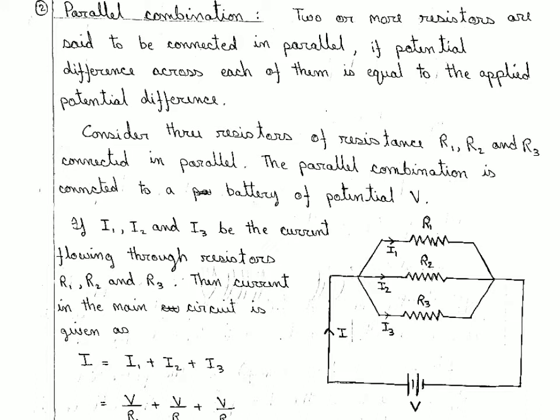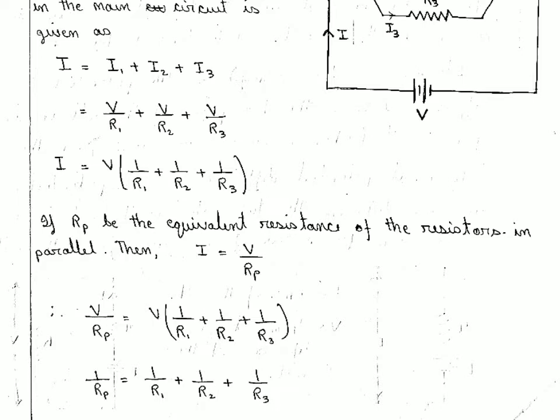So in this combination, we shall make use of Kirchhoff's current law, which says that the sum of current entering is equal to the sum of current leaving. So here we have I equal to I1 plus I2 plus I3. And again, using Ohm's law, we have I1 equal to V by R1, I2 equal to V by R2, and I3 equal to V by R3.